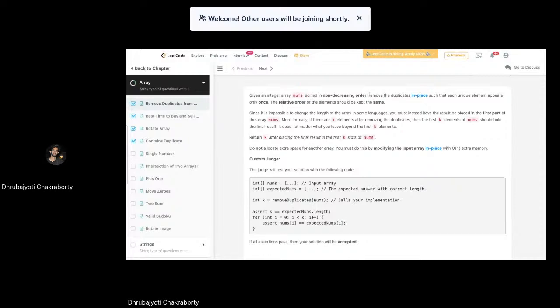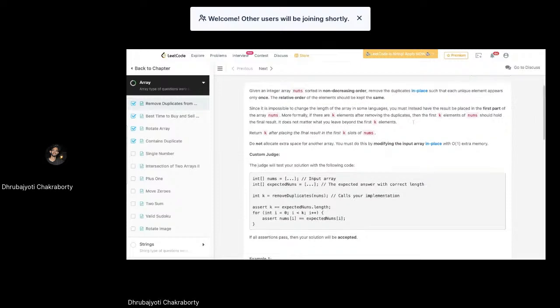Now, what we have to do is remove the duplicates in place such that each unique element appears only once, and the relative order of the elements should be kept the same. Since it is impossible to change the length of the array in some languages, you must instead have the result be placed in the first part of the array nums. More formally, if there are k elements after removing the duplicates, then the first k elements of nums should hold the final result. It does not matter what you leave beyond the first k elements.